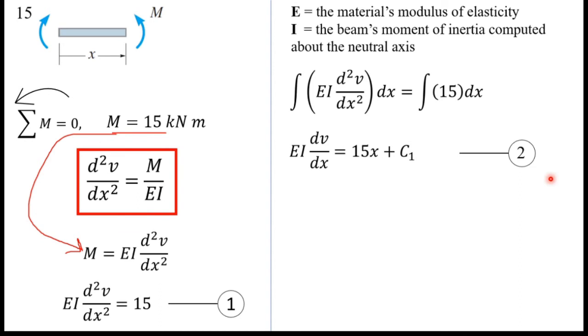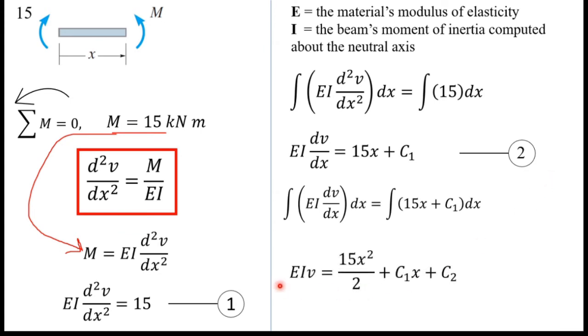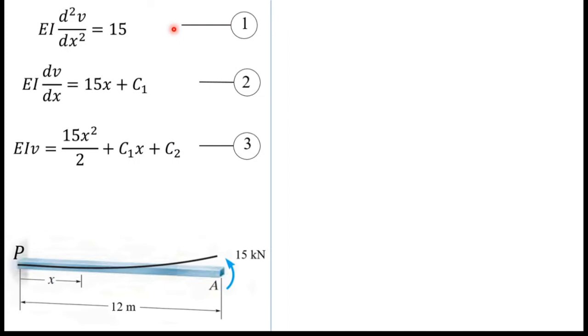Then again I will integrate this equation 2. So if I integrate this, I will have EIv equals 15 times x to the power 2 over 2 plus c1x plus c2. Here also I have to put a constant because this is also an indefinite integration, and I will label this equation as equation 3. So here I wrote all three equations for my convenience.